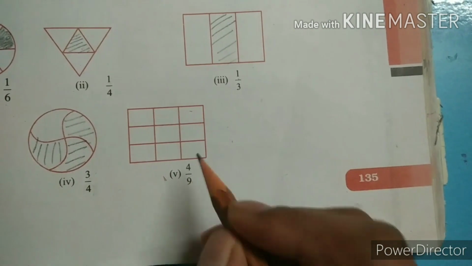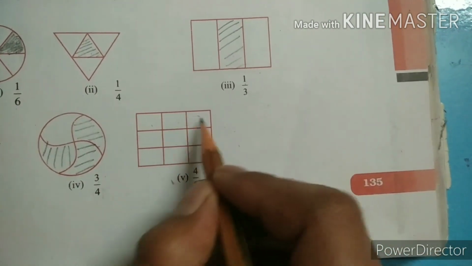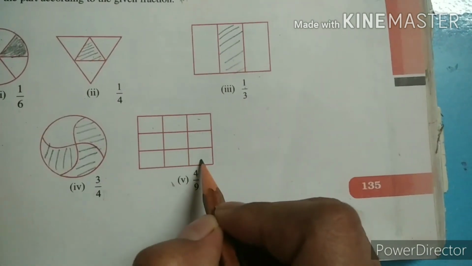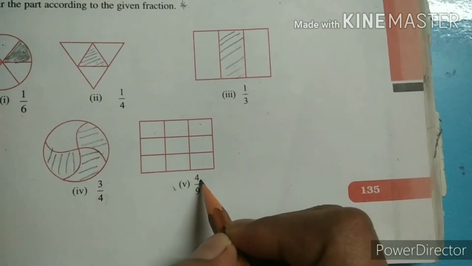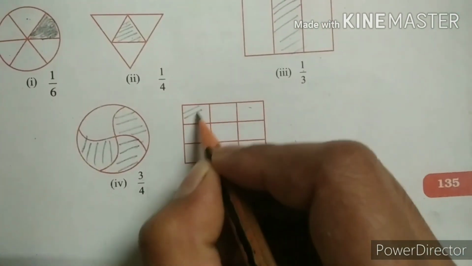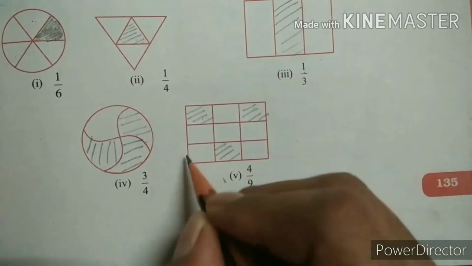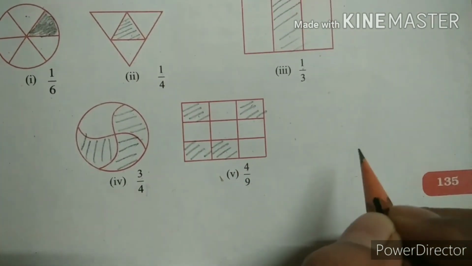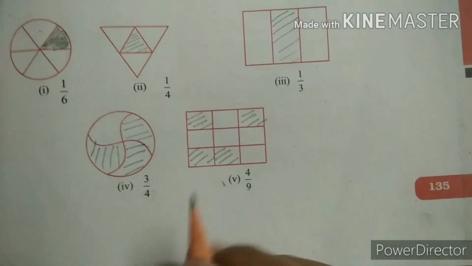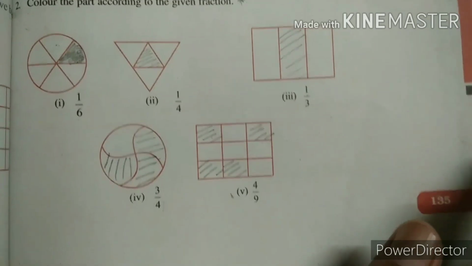Now fifth is the last, 4 by 9. 9 total parts are here. 1, 2, 3, 4, 5, 6, 7, 8, 9. And we have to color 4. We have to color any 4 parts. So any 4 parts you can color: 1, 2, 3, 4. So this question also you have to do only in the book.